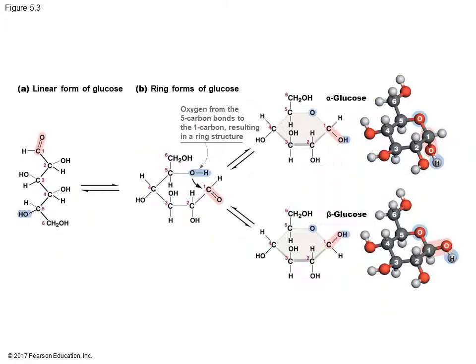In figure 5.3, you see that you can see glucose as a linear form or as a ring structure. Now the interesting thing, if you look on the right hand side of the diagram, there's an alpha glucose and a beta glucose. So what's the difference between the two? If you look at carbon number 1, you see the hydroxyl group is below the carbon plane for the alpha glucose, but for beta glucose, notice that the hydroxyl group OH is above carbon 1 or above the carbon plane.